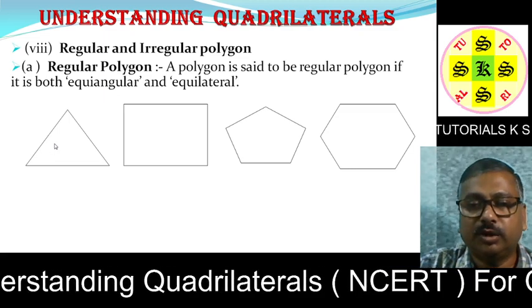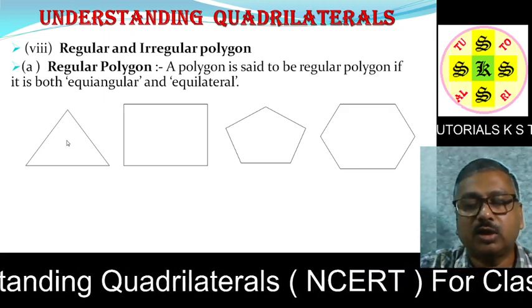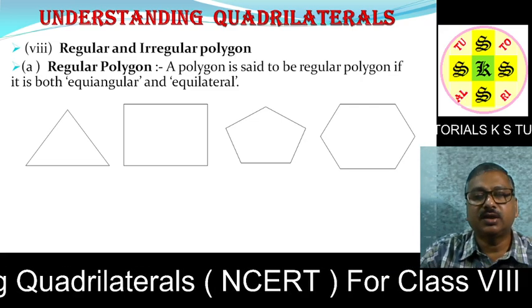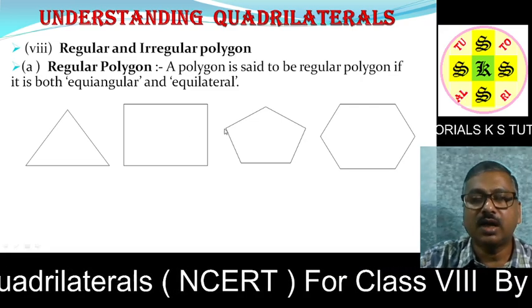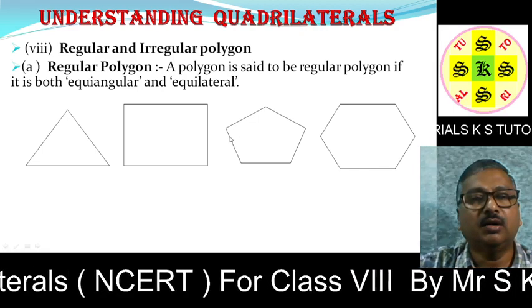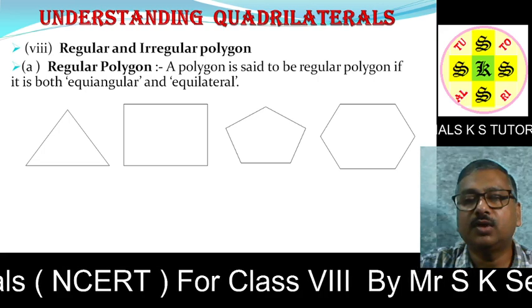So in this way we can define polygons with more than 6 sides, 7 sides, 8 sides, that is regular and irregular. If all sides and all interior angles are the same, then the polygon is known as a regular polygon.